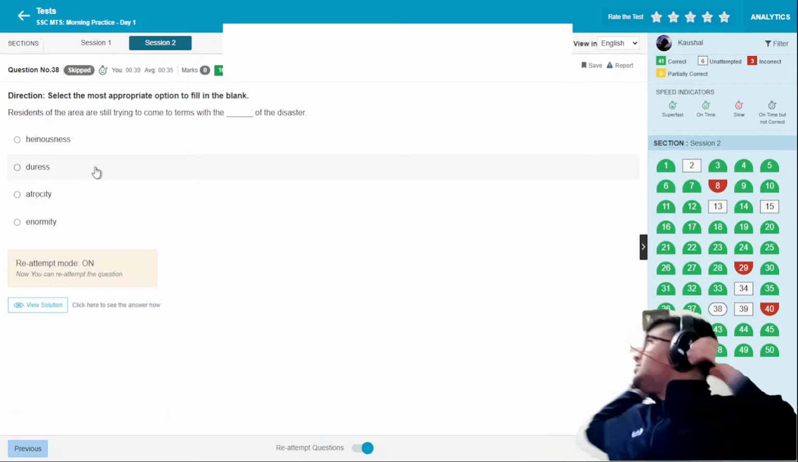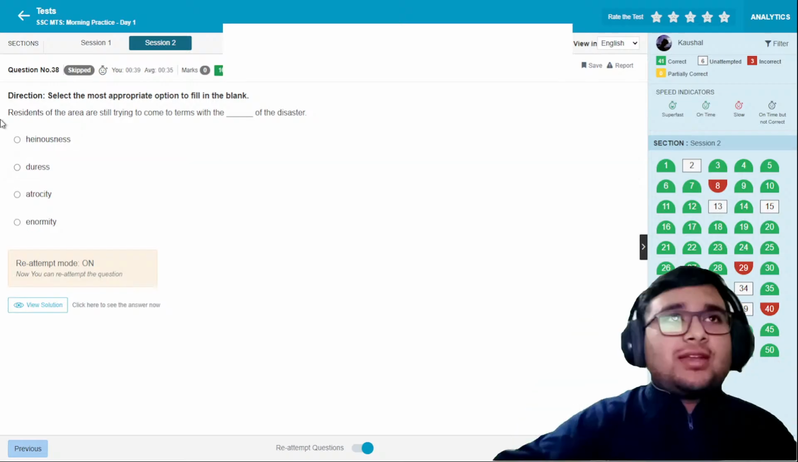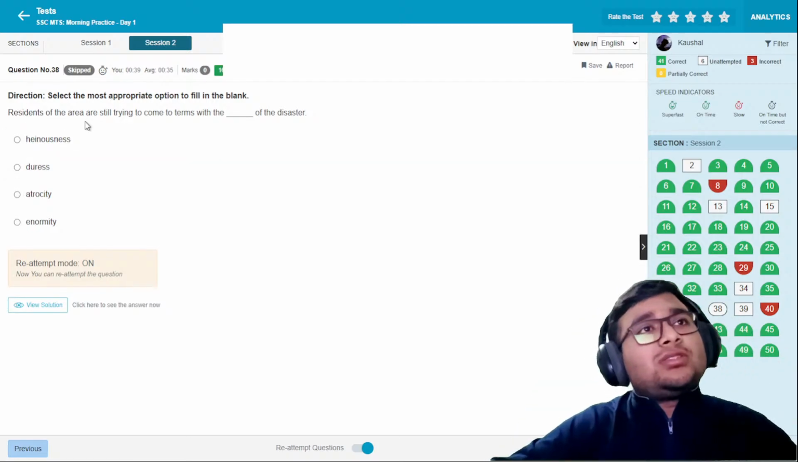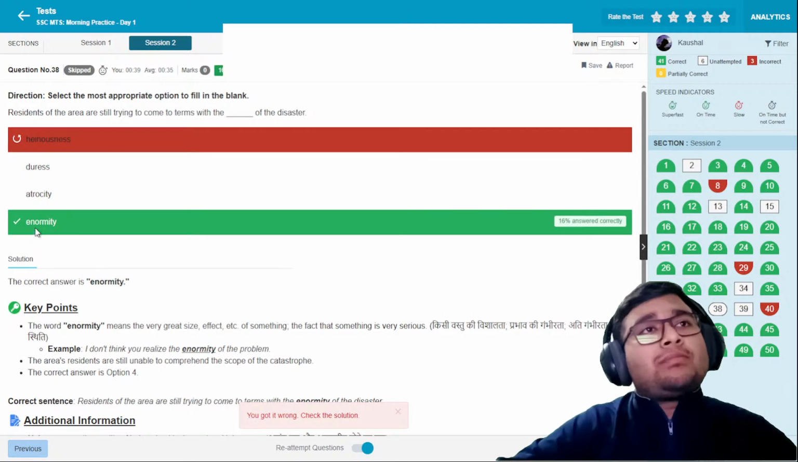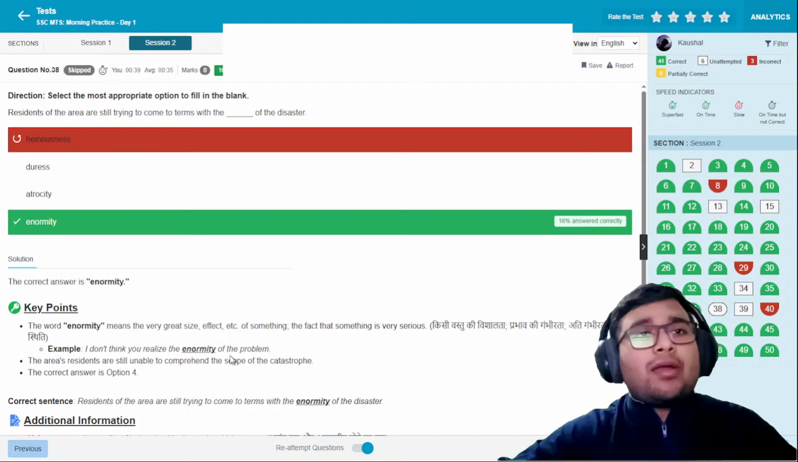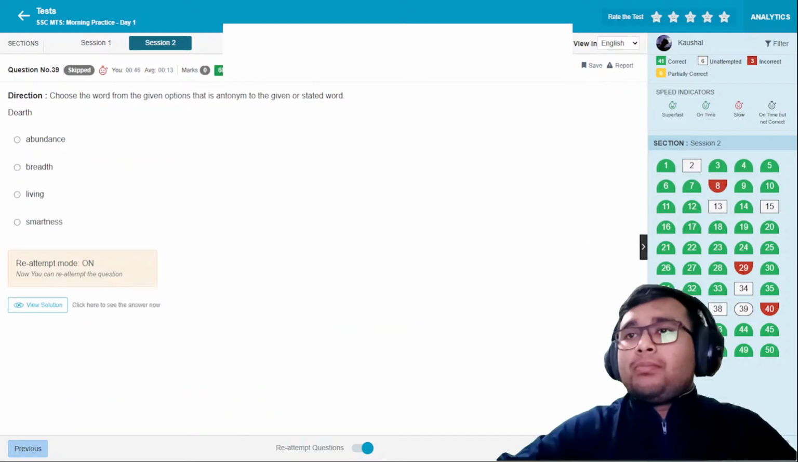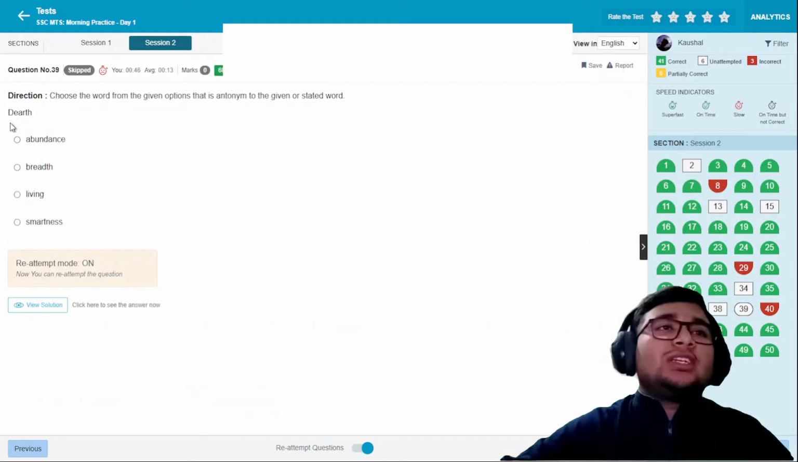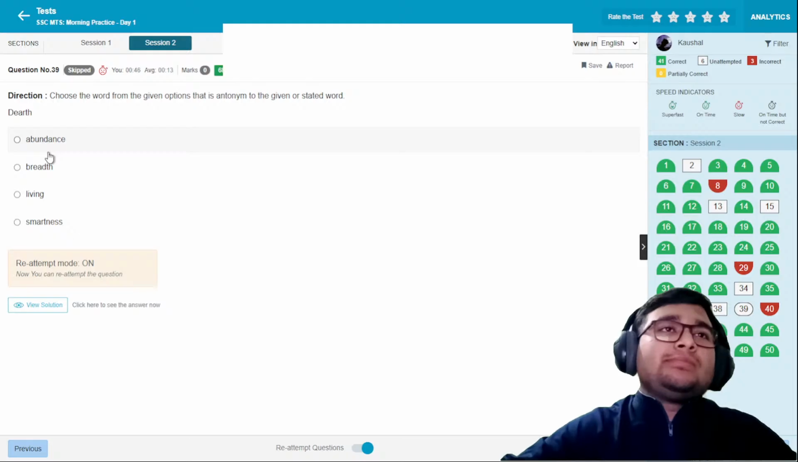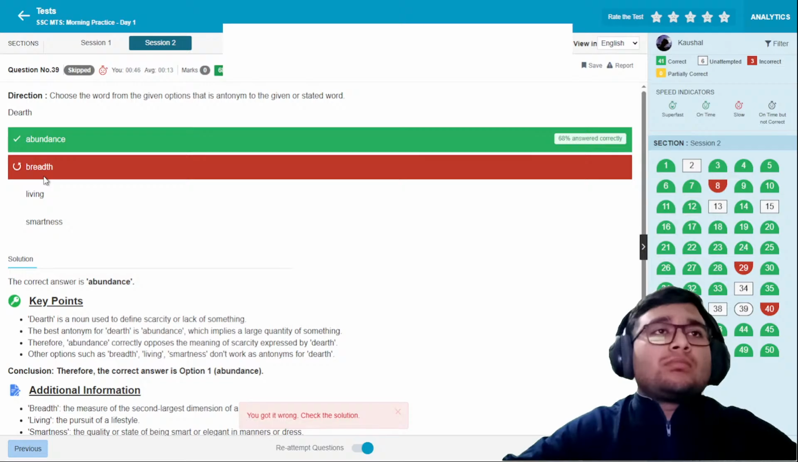What time is it? It's only 8. Residents of the area are still trying to come to terms with the heinousness, enormity of the disaster. How big it is. I think it's asking for an antonym. Abundance, dearth is scarcity. Okay.